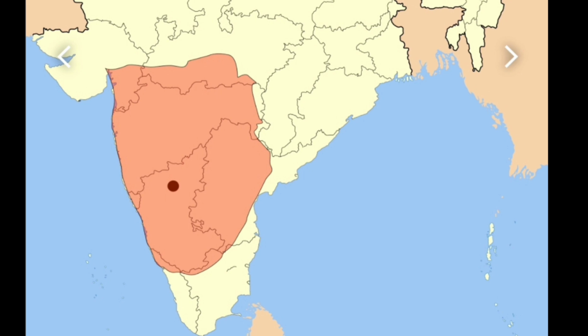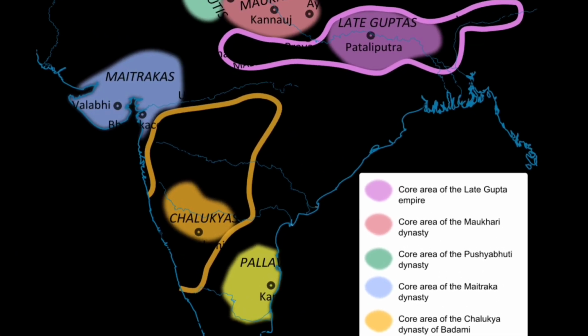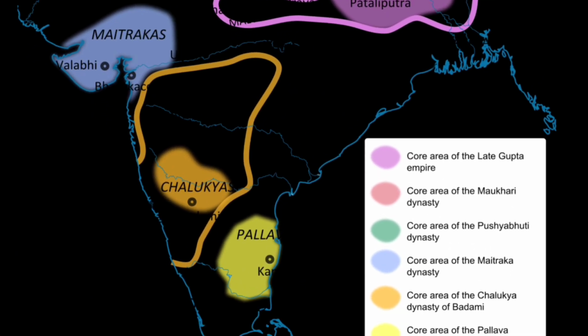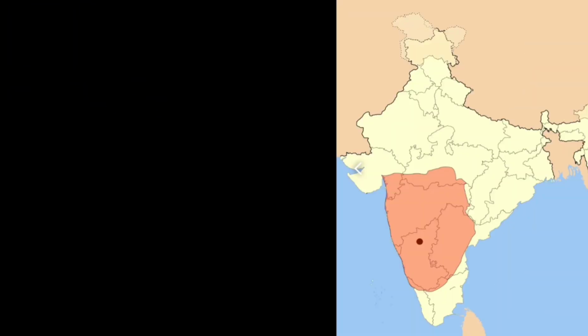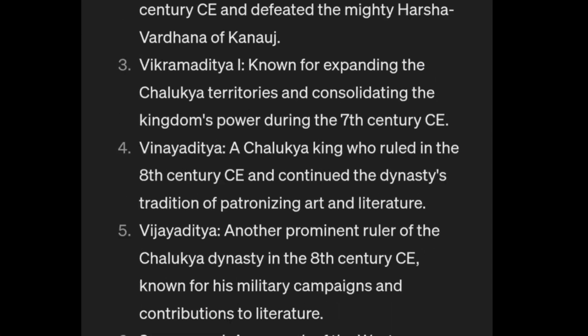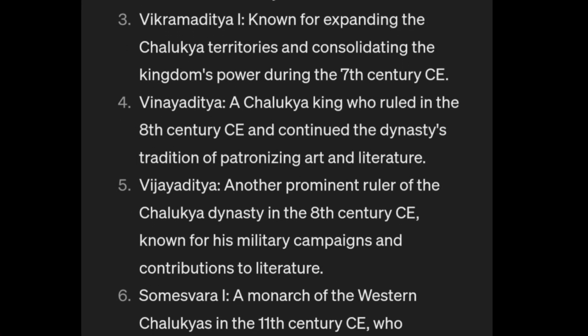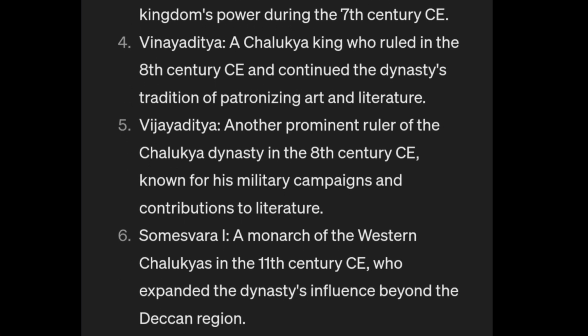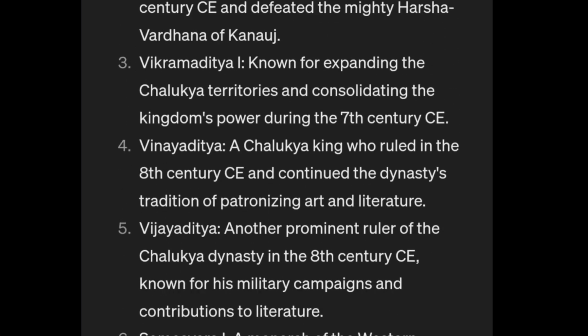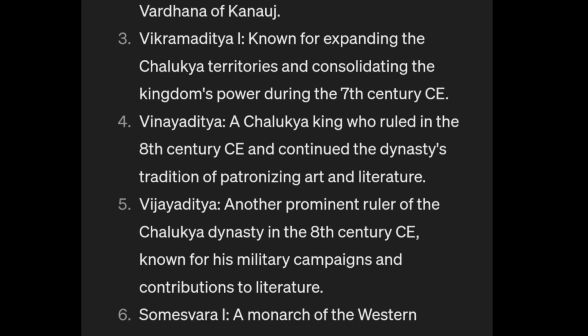The expansion towards the Andhra region and the establishment of the Vengi Chalukyas intensified the conflict between the Pallavas and the Chalukyas and resulted in many more battles between them. In one of those battles, Pulakesin II, the great king, died. After Pulakesin II, his son Vikramaditya became the ruler, known for expanding the Chalukya territories and consolidating the kingdom's power during the 7th century CE. Vikramaditya as well as Vikramaditya II expanded the Chalukya empire further.